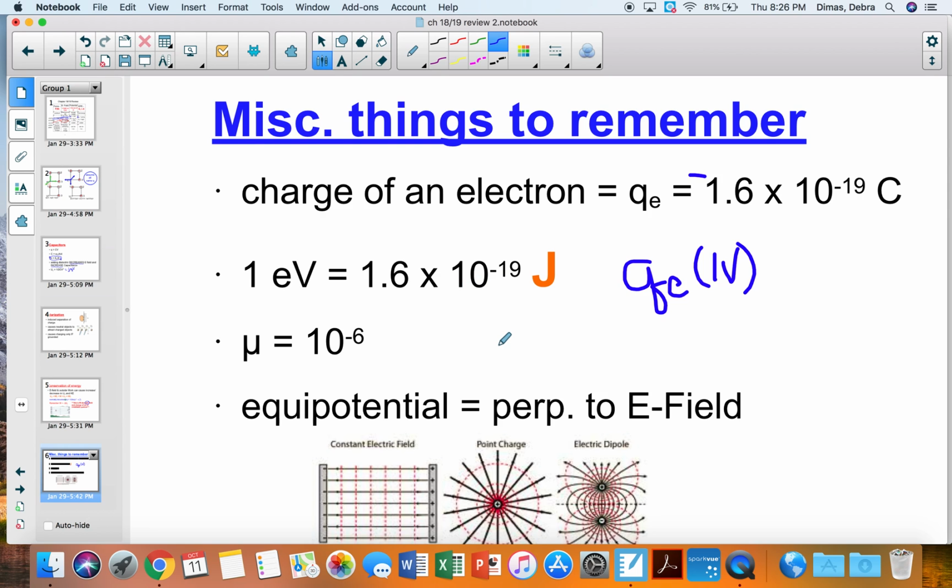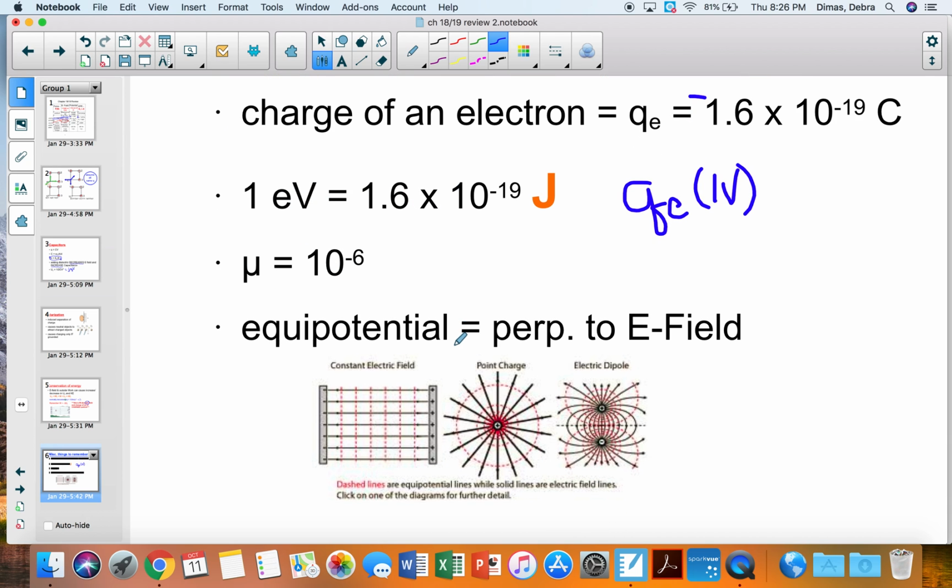It's not a coincidence. Micro equals 10 to the negative 6. I've seen people take my test and totally forget that the micro means 10 to the negative 6, and they miss all the points for that.